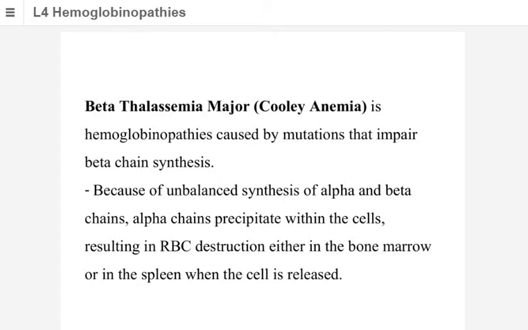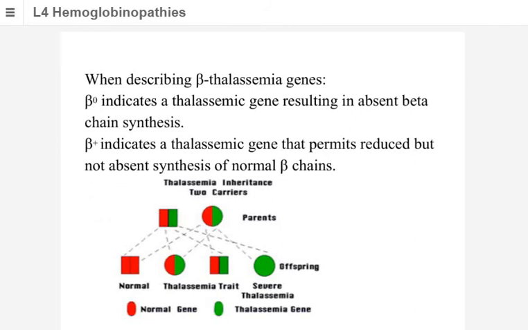Now, the most common presentation here in our locality, in the Al-Athir Hospital Center of Thalassemia, is beta thalassemia major, which is impaired beta chain synthesis, resulting in RBC destruction either in the bone marrow or in the spleen when the cell is released.